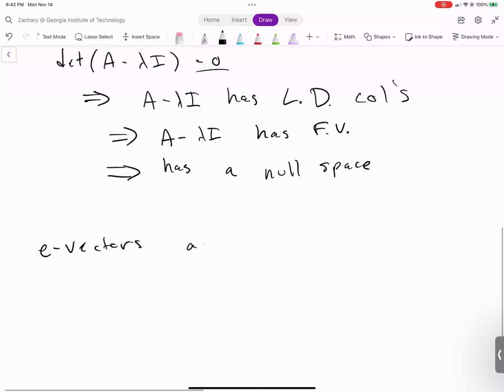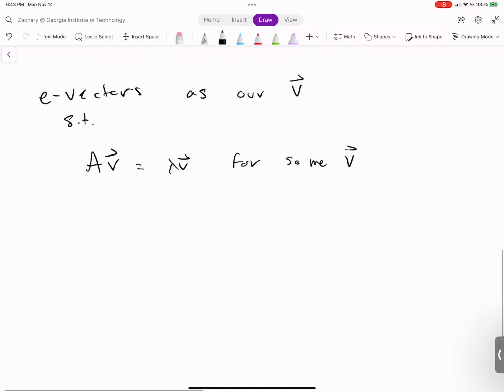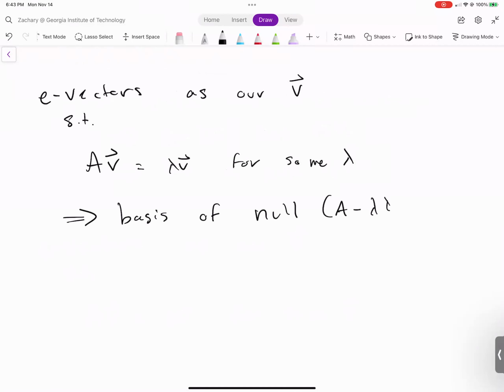as our V, such that AV equals lambda V for some V, for some lambda. And how do we find these? Well, we find these by taking a basis of the null space of A minus lambda I for each lambda.